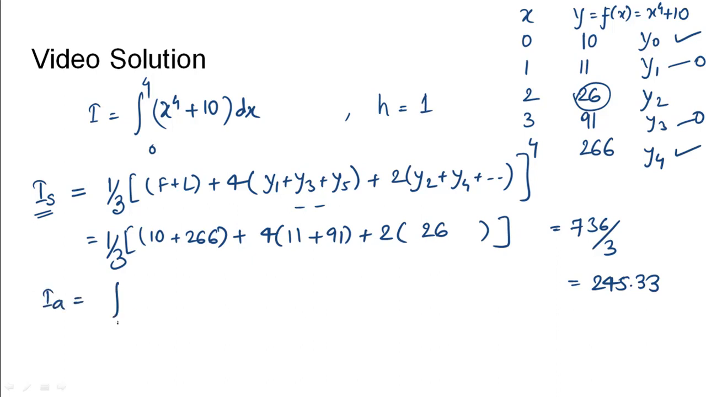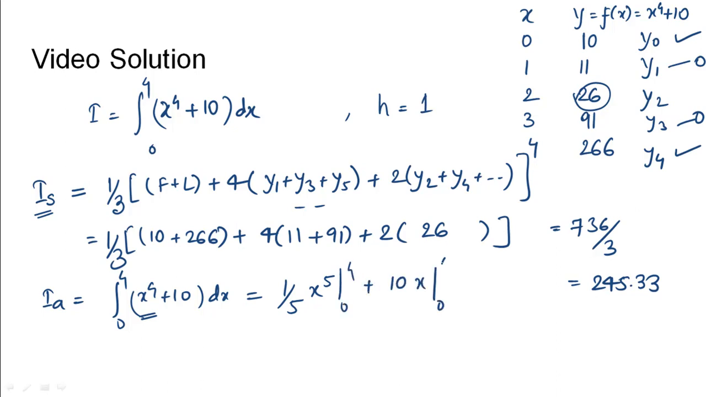Now we will find the actual integral IA. That would be the integral from 0 to 4 of x to the power 4 plus 10 dx. The integration of x to the power 4 would be 1 by 5 x to the power 5, with limits from 0 to 4, and the integration of 10 would be 10x, where x is from 0 to 4. Substituting the values, we get 4 to the power 5 by 5 plus 40, which would turn out to be 244.8.